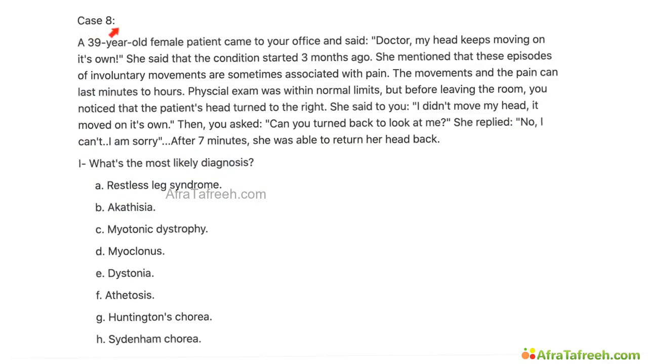Let's start with a case. This is case number 8. By the way, you will find all of the cases in the PDF that you have downloaded with the course. So, I'll leave you to read it, so please pause.